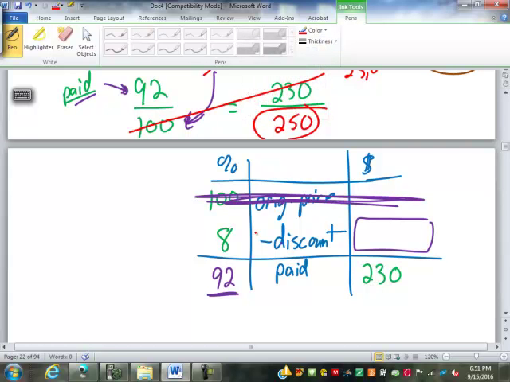I don't need this top line at all. So now, rather than having to pull this out and make a proportion, I can cross multiply and divide right here in the table. 8 times 230 divided by 92, $20.